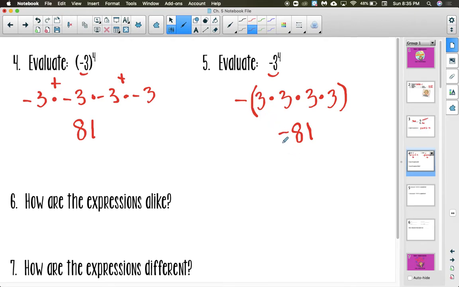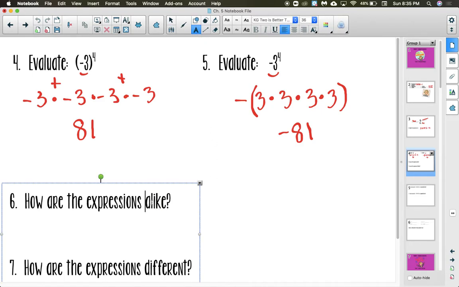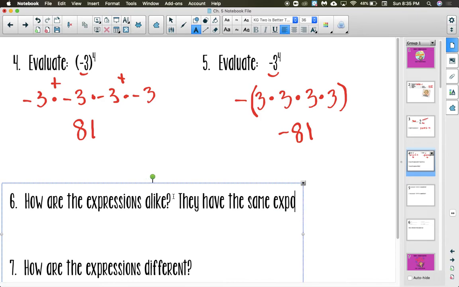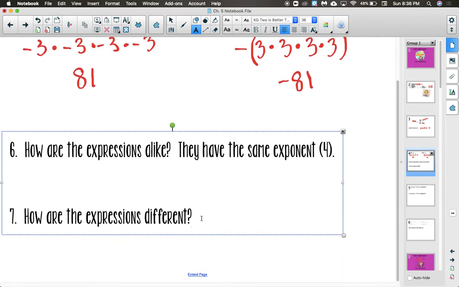So question number 6 says, how are the expressions alike? Well, they are alike because they have the same exponent. Okay, that's basically the big similarity in these two problems. The expressions are alike because they have the same exponent.